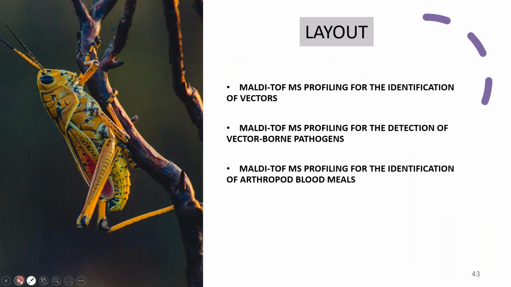So this is what we'll be talking about today, how we use MALDI-TOF mass profiling for identifying insects, for detection of the pathogen they carry, and also to identify their blood meals.